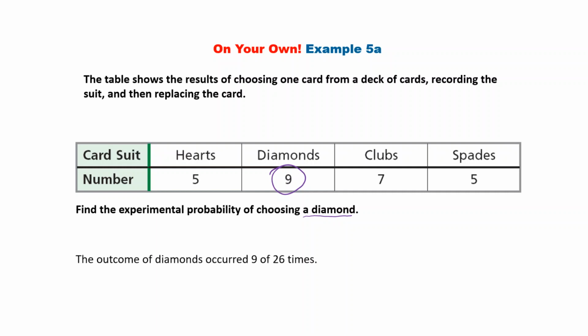So we can take a look at it. The outcome of diamonds occurred 9 out of 26 times. So the probability is going to be 9 out of 26. That's the experimental probability. Now realize that hearts, diamonds, clubs, and spades could all equally be chosen. But in this case, diamonds were chosen more than the others.